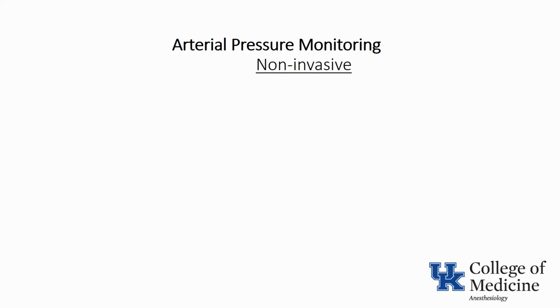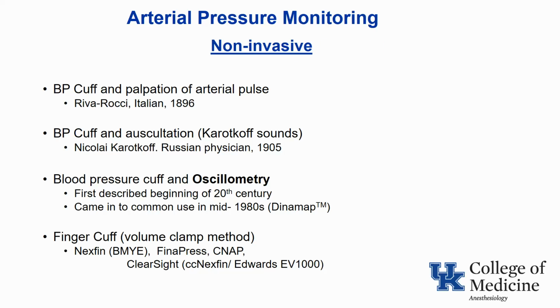Arterial pressure is classically measured non-invasively. This was first described by Riva-Rocci in 1896. Then Korotkoff described Korotkoff sounds and the use of auscultation. The use of oscillometry was first described early in the last century, but it became common in the mid-1980s. Finally, there is a new method, which we'll briefly mention later on, using a finger cuff.